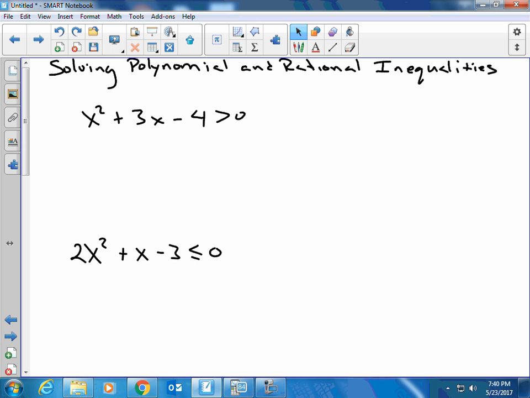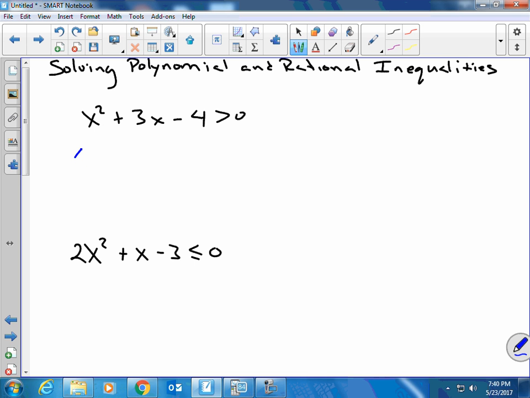So out of those techniques, the first thing I would try is factoring. If it doesn't factor, then go to the quadratic formula. The goal: find out where this thing is equal to 0. Find out the values for x that make my equation equal to 0, and then we'll worry about the inequality sign. So let's try factoring.